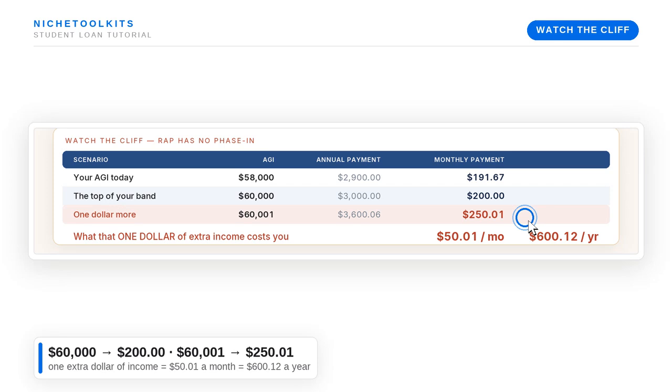Because the rate hits your total income with no phase-in, the band edges are cliffs. At $60,000 of AGI, the payment is $200 a month. At $60,001, one extra dollar, it's $250.01. $600.12 a year for $1.